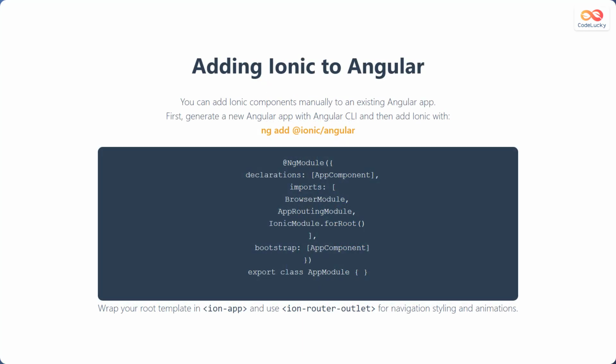You can add Ionic to an existing Angular project or start a new one with Ionic integration. Use Angular CLI to create your Angular app, and then add Ionic using the command ng add @ionic/angular. In your Angular module, import IonicModule and call its forRoot method to configure Ionic Framework support. Your app's root component template should be wrapped in ion-app and use ion-router-outlet for seamless navigation animations and styling across platforms.